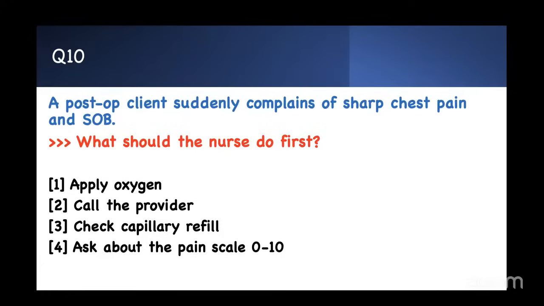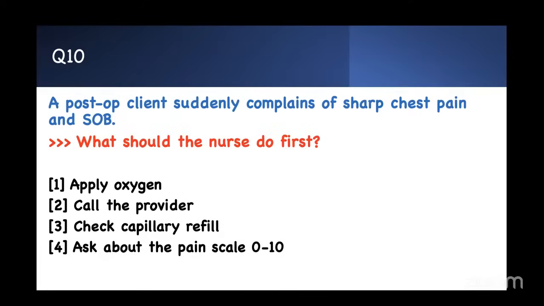Look at the answer choice. Do you give them oxygen? Do you call the doctor? Do you check the capillary refill? Or do you check about their pain? Something to tell you like pain, yes, chest pain and shortness of breath. There's more than pain. This is not just pain. Even if it's, yes, heart attack, I'm not going to ask them about their pain scale. It doesn't mean you're just treating pain, right? You know this is pulmonary embolism.